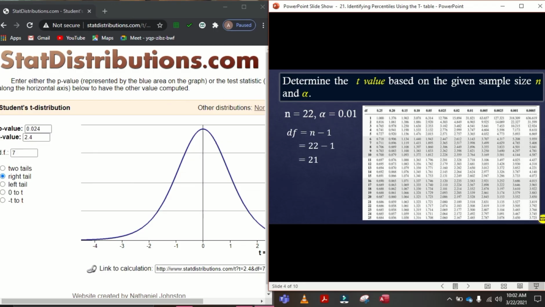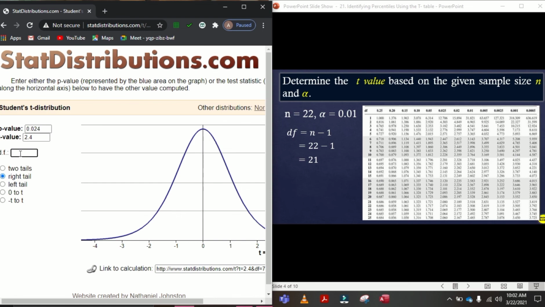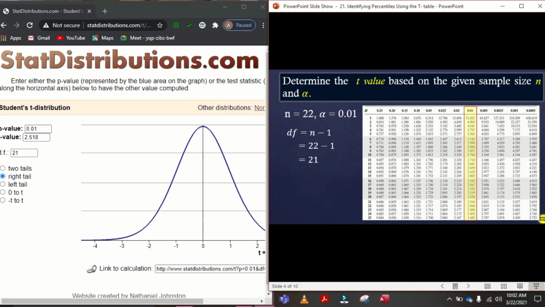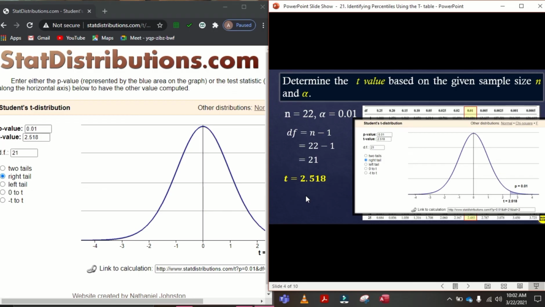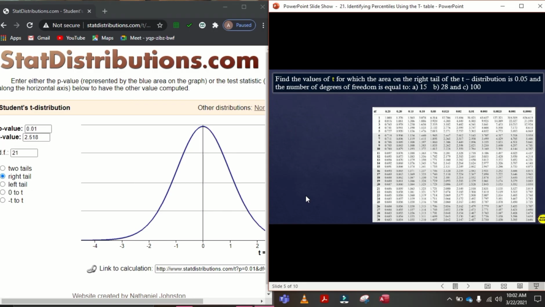So, for example, ito class. Yung degrees of freedom natin dito is 21. Ilagay nyo lang 21. And then, dito nyo ilagay yung area, yung 0.01. Ibibigay na sa inyo yung t-value. So, tingnan natin, ano sagot natin dito? That is 2.518. So, tama, di ba? Yung t-value natin is 2.518. So, try pa tayo ng iba.